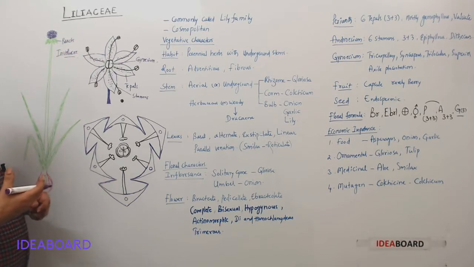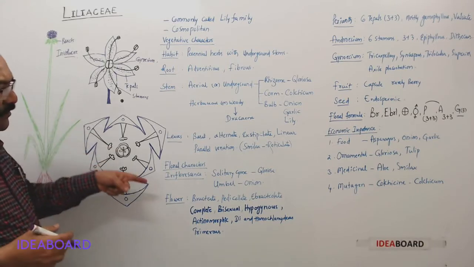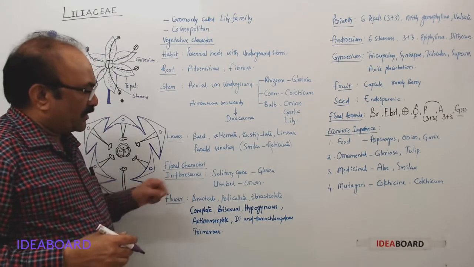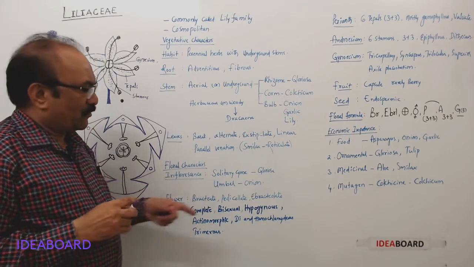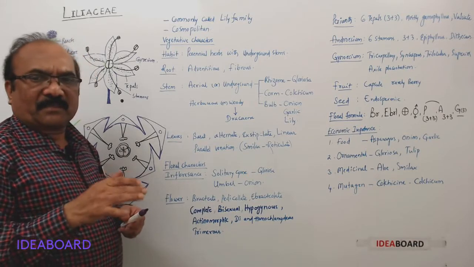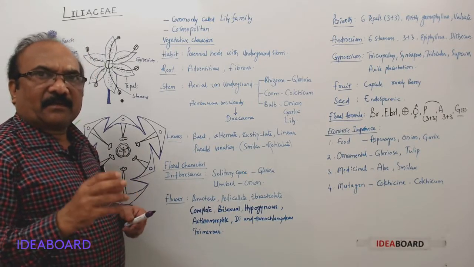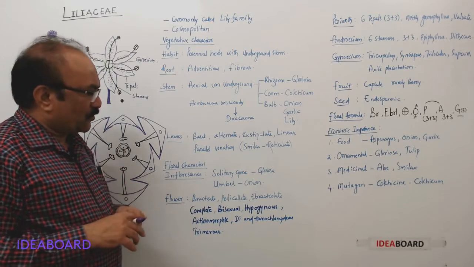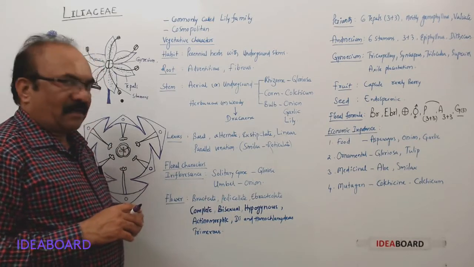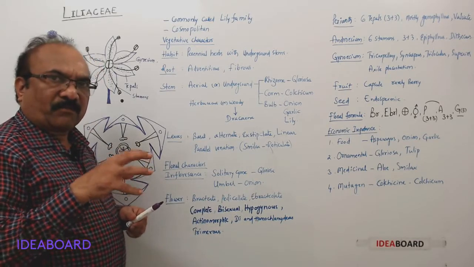Wall of bracts is called involucre. So that's why I wrote here bracteate, and they will have pedicels, so pedicellate, and over the pedicels you won't find any leaf-like appendages called bracteoles. So it is bracteolate, and all four whorls are present.